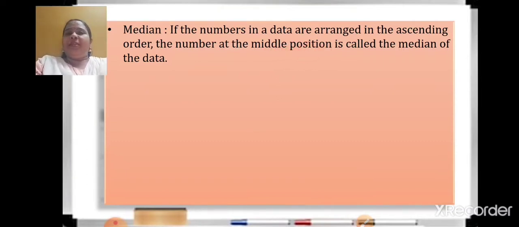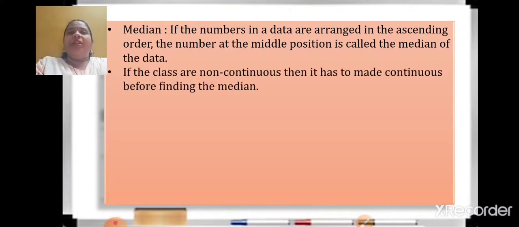Now suppose I am finding the median of a grouped frequency distribution and the classes are not continuous, then what is to be done? That is what we will be learning in this session: how to make non-continuous classes continuous. If the classes are non-continuous, then they can be made continuous before finding the median.